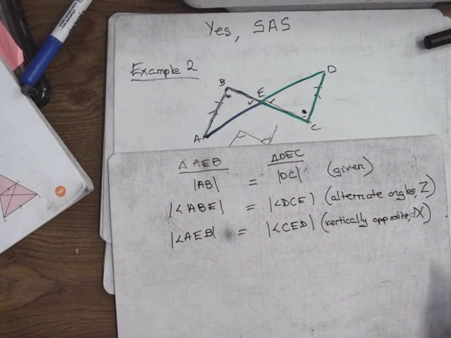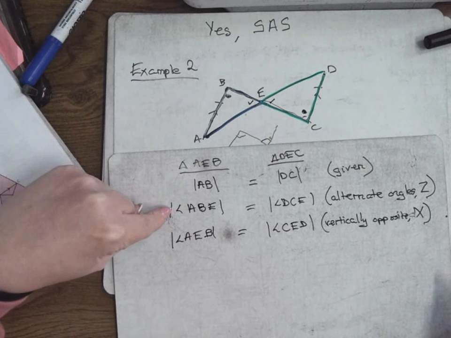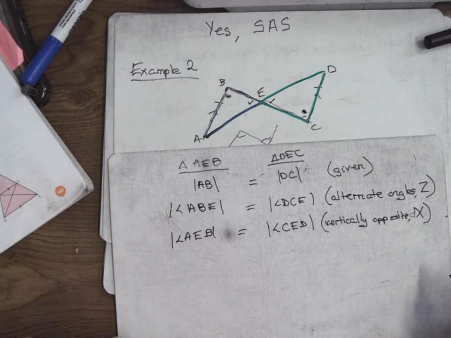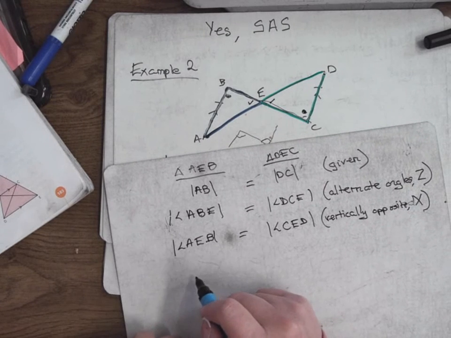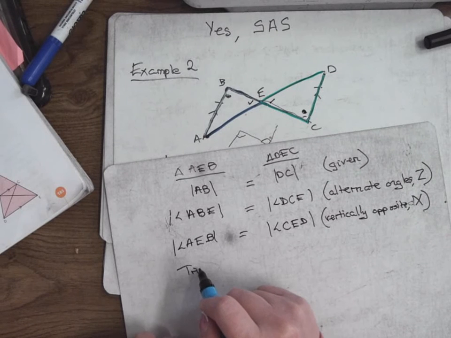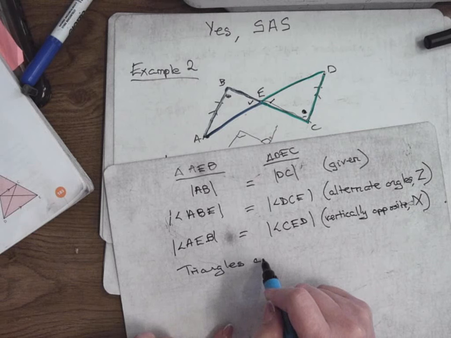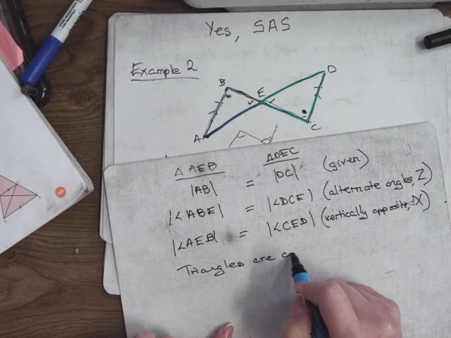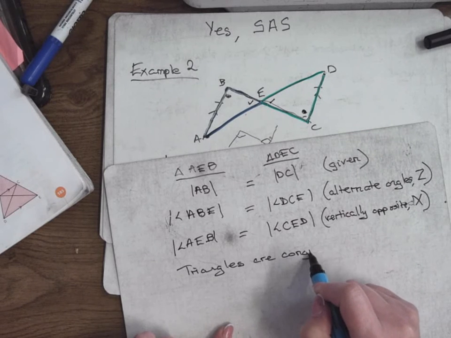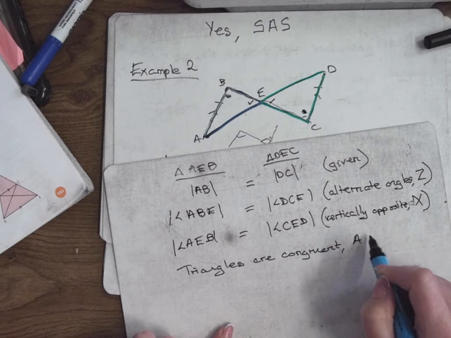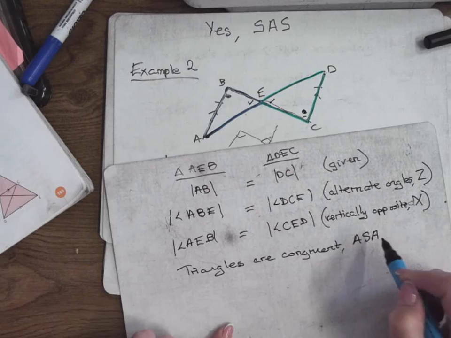Okay, have I enough for any of the conditions? So I have a side, an angle and an angle. Have I enough for the conditions? Yeah, well, which rule, which condition? Yeah, so the triangles are congruent because of ASA. Are congruent, and look, all I have to write down is ASA, right?